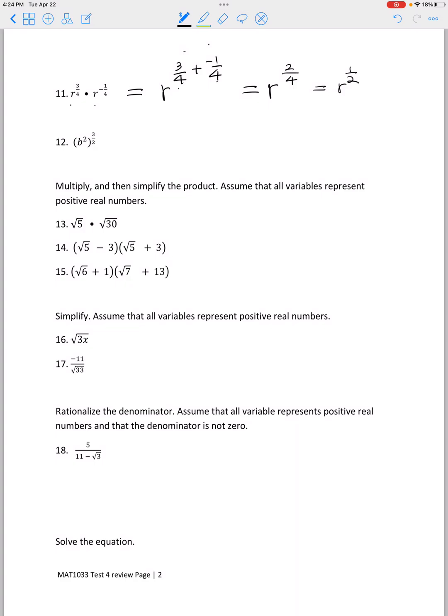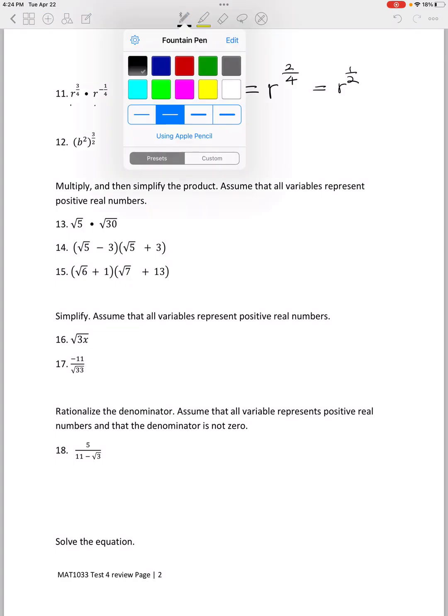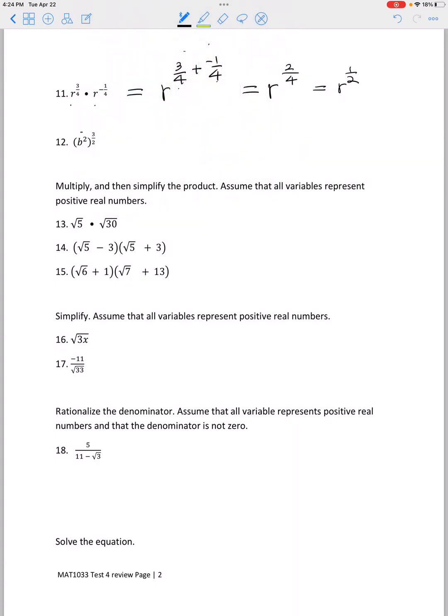12, I got b squared and b to the 3 over 2, so you can multiply these together. So you actually multiply them, so you cross cancel, and you get b to the third power.